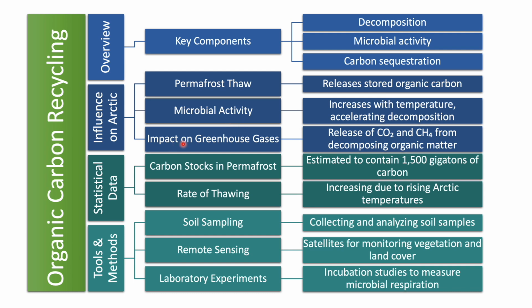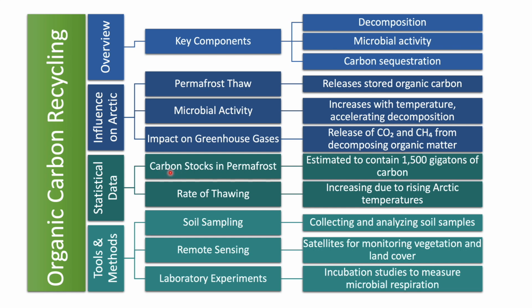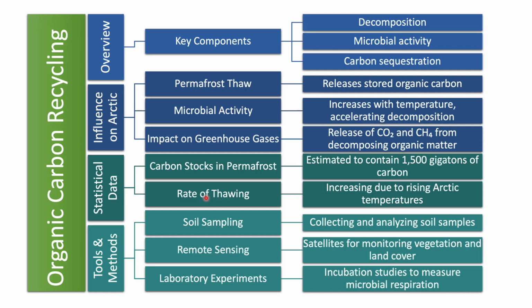And we also know the impact of greenhouse gases, because the carbon dioxide and methane released from anthropogenic activities are also materials that are being released from the decomposition of organic matter. All these things contribute to the greenhouse gas effect. So how much of the carbon stock is actually present in the permafrost? It is anticipated that around 1500 gigatons of carbon is stored in the permafrost, and the rate of thawing releases more and more carbon from the Arctic region.